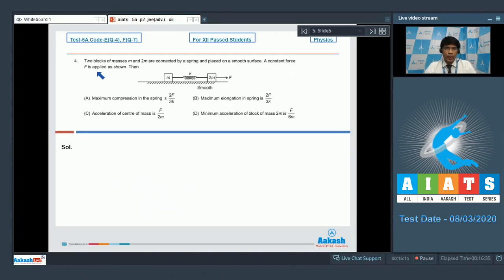Here in question number 4, two blocks of mass m and 2m are connected by a spring and placed on a smooth surface. A constant force F is applied as shown. Then we need to find which of the given options are correct: maximum compression, maximum elongation, acceleration of center of mass, and minimum acceleration of block of mass 2m. Well, first I need to find the acceleration of center of mass. So definitely it would be F divided by 3m, which is a naught.